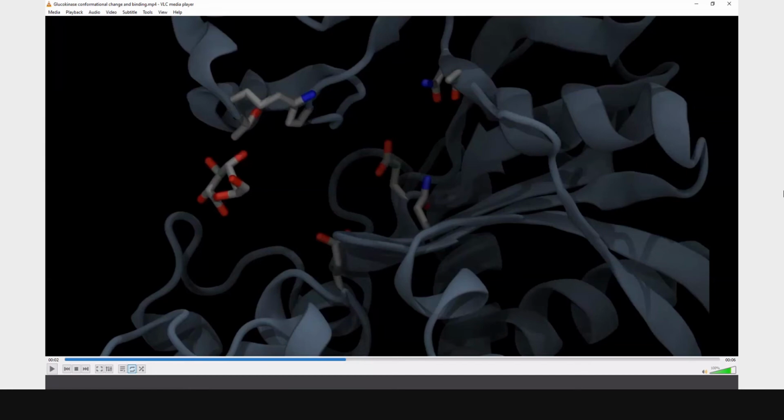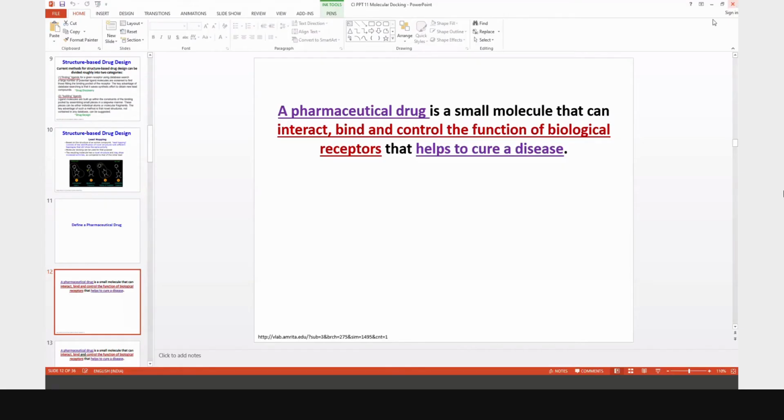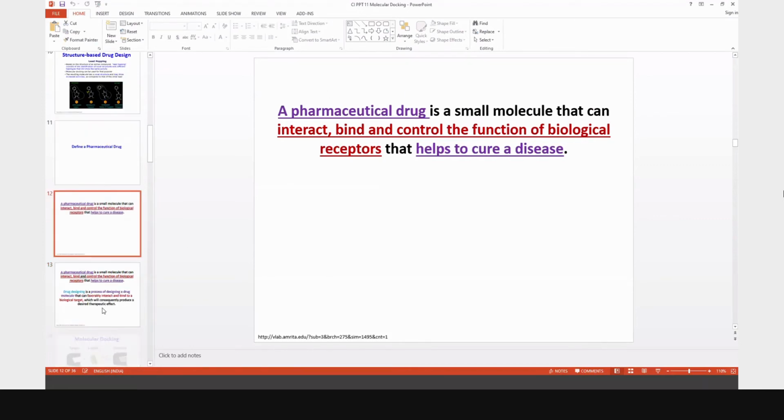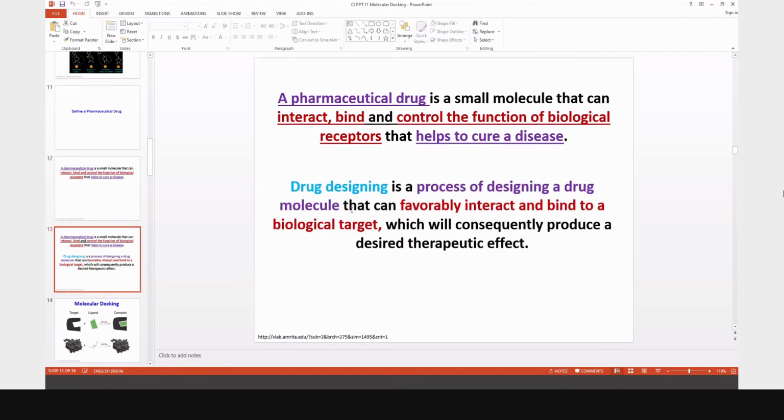Okay, all these things we will slowly try to understand, but just know this is a very good video for showing what exactly happens, which you can actually visualize inside the body. So this is what happens when you use a pharmaceutical drug, and this is what we are doing in the process of drug designing.